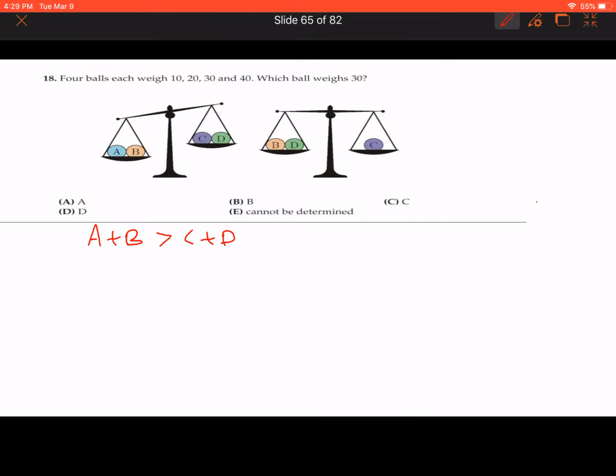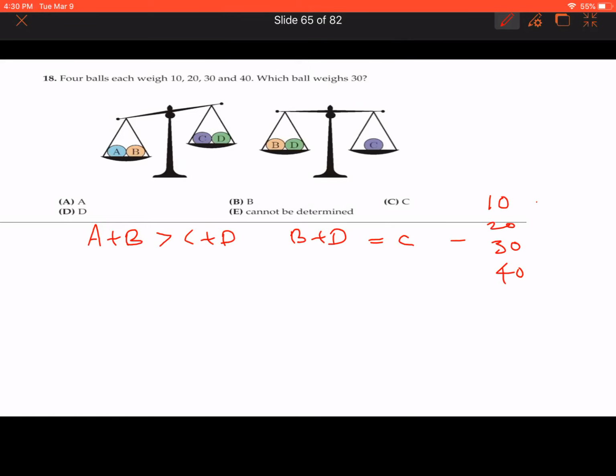A plus B pan is lower, so that means it's heavier, and B plus D pan is equal to C, right? So there are 4 combinations of balls: 10, 20, 30, 40.